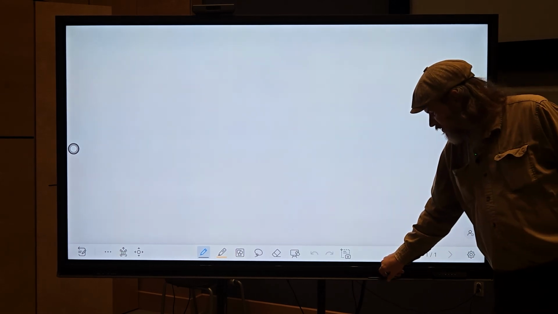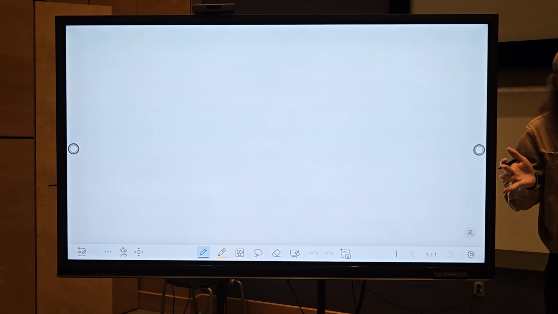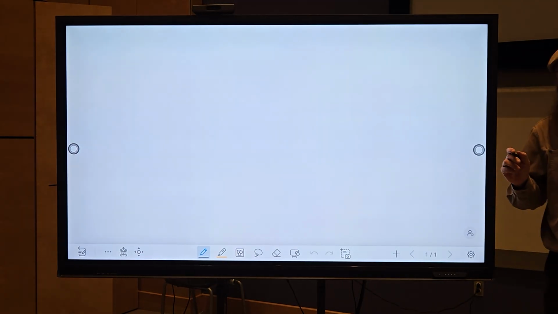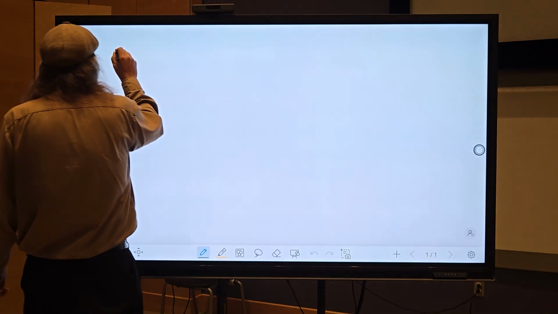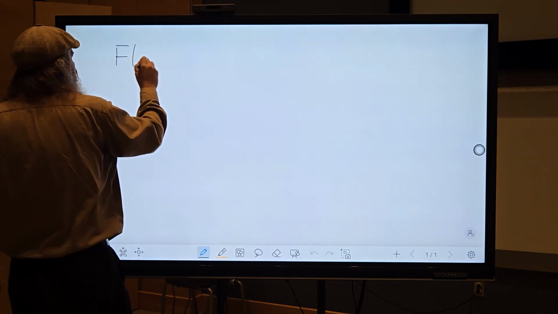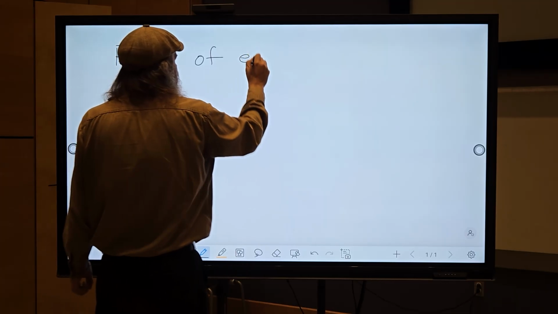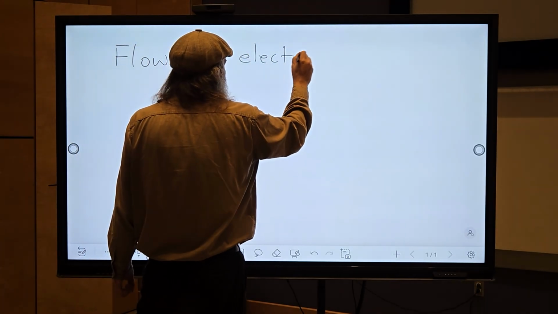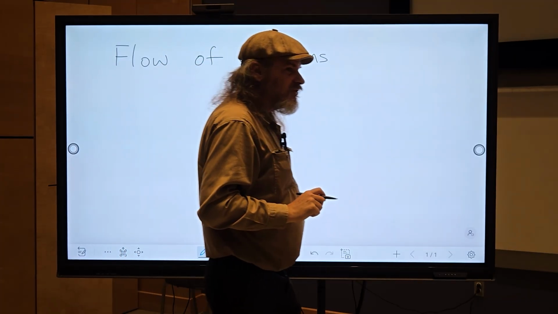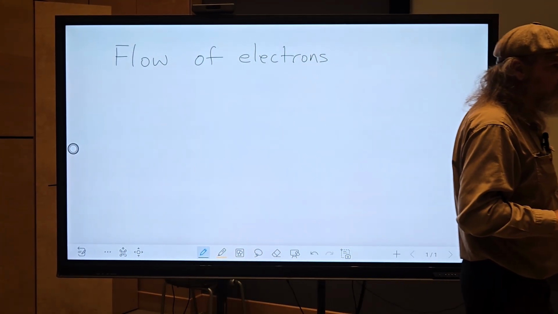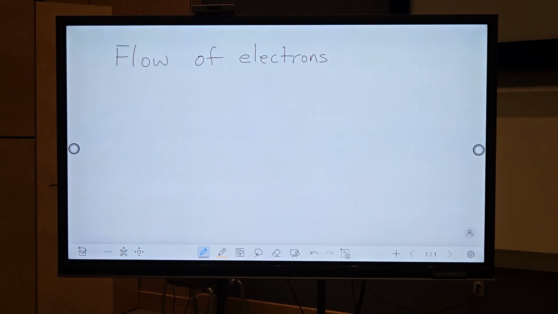Okay, today is basically about what is electricity. Electricity is the flow of electrons. It can be similar to the flow of water.